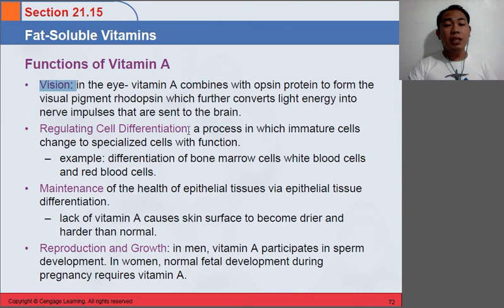Regulating cell differentiation, a process in which immature cells change to specialized cells with function. Next, maintenance of health of epithelial tissue via epithelial tissue differentiation. Lack of vitamin A causes skin surface to become drier and harder than normal. Next function is reproduction and growth. In men, vitamin A participates in sperm development. In women, normal fetal development during pregnancy requires vitamin A.